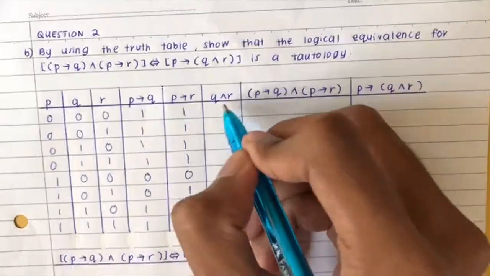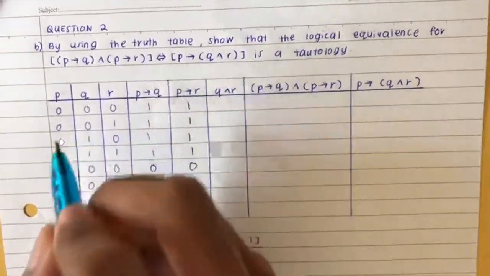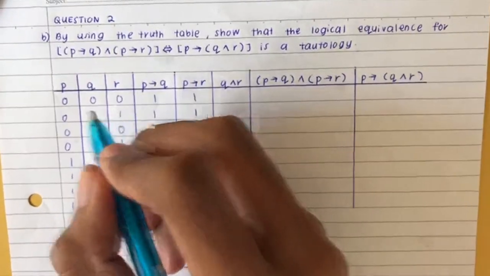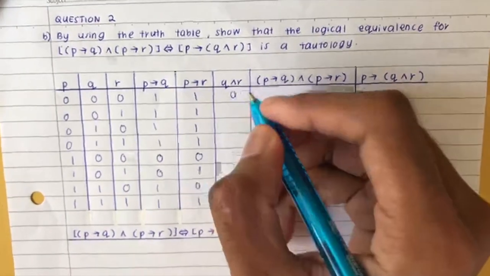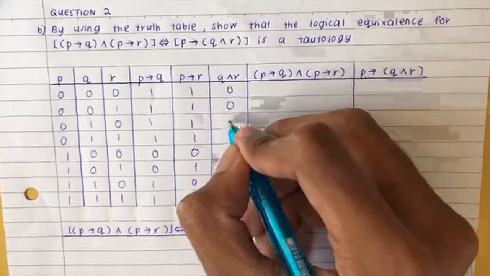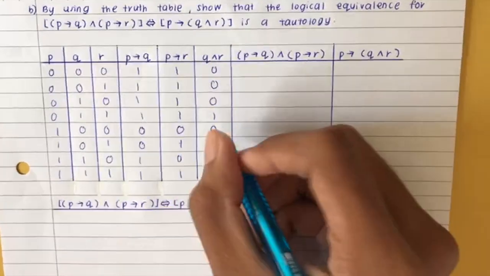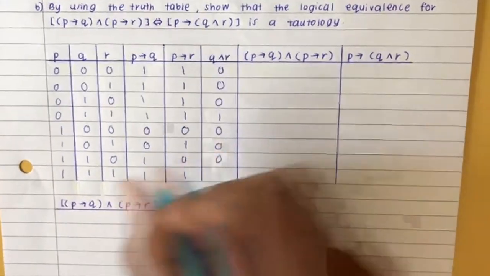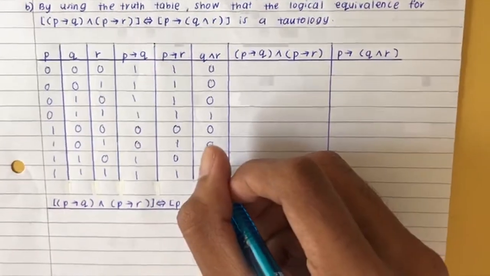And next is Q and R. We need to use the values from Q and R. When 0 and 0, it becomes 0. 0 and 1 also becomes 0. 1 and 0 becomes 0 also. 1 and 1 becomes 1. 0 and 0 becomes 0. 0 and 1 also becomes 0. 1 and 0 also becomes 0. And 1 and 1 becomes 1.